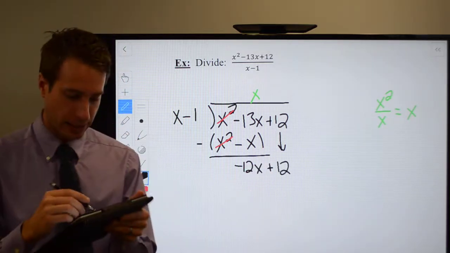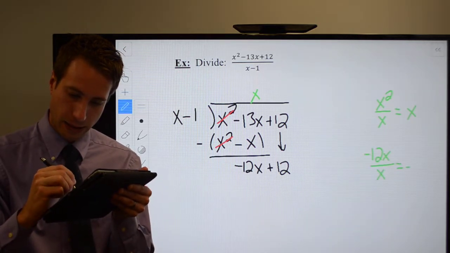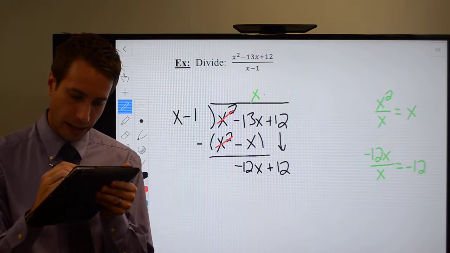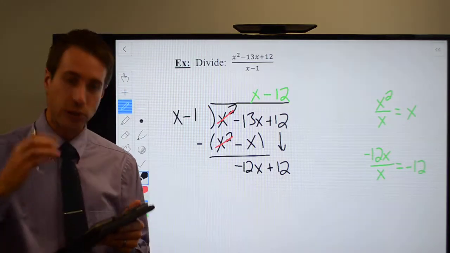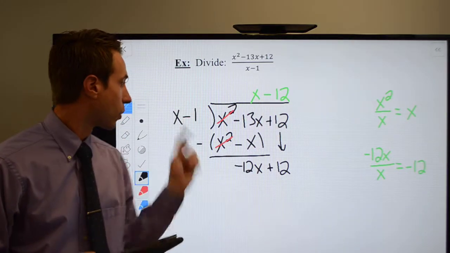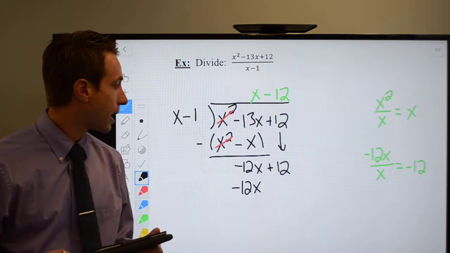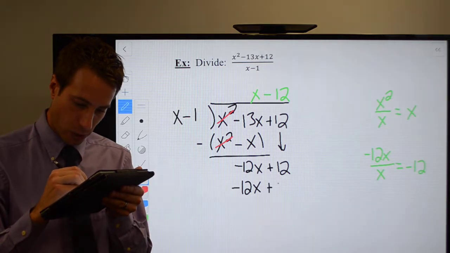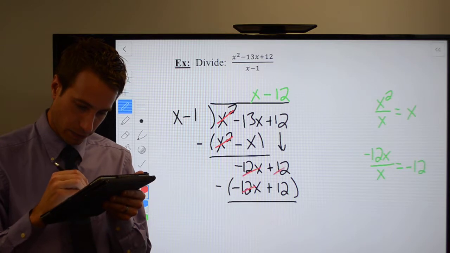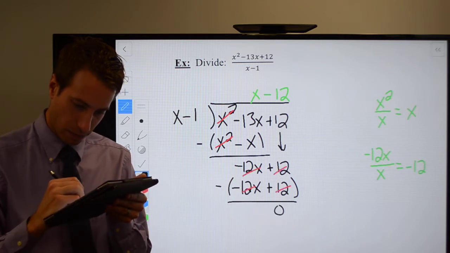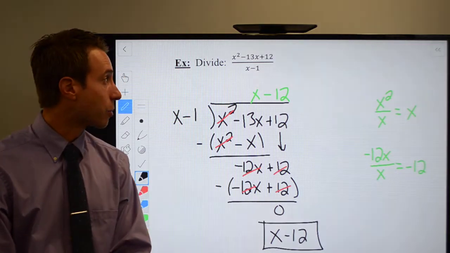And now I repeat my process. Minus 12x divided by x gives me negative 12. That negative 12 is the next term in my quotient, and we do step number 2, multiply. Negative 12 times x, and a negative 12 times a negative 1 is going to be a positive 12. Well, look at that. Once again, evenly divisible by one another.